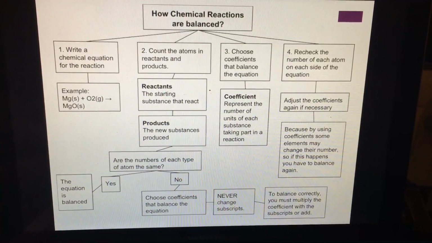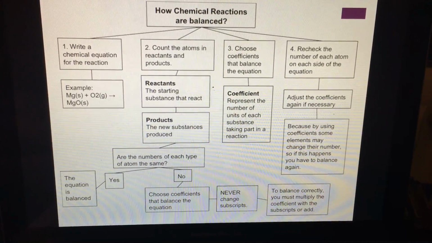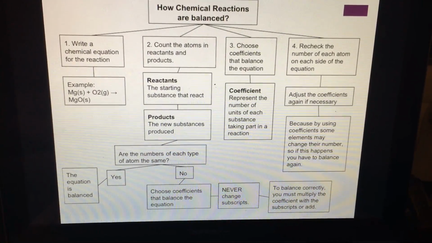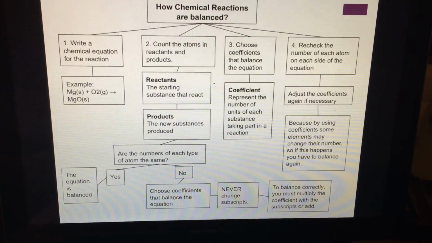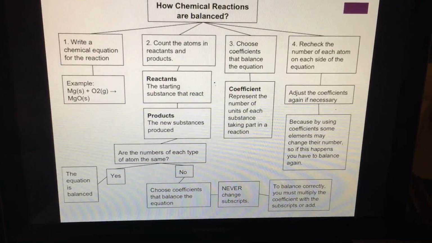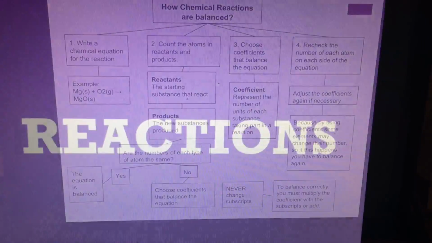Recheck the number of each atom on each side of the equation. Adjust the coefficient again if necessary, because by using coefficients, some elements may change their number, so if this happens, you have to balance again.